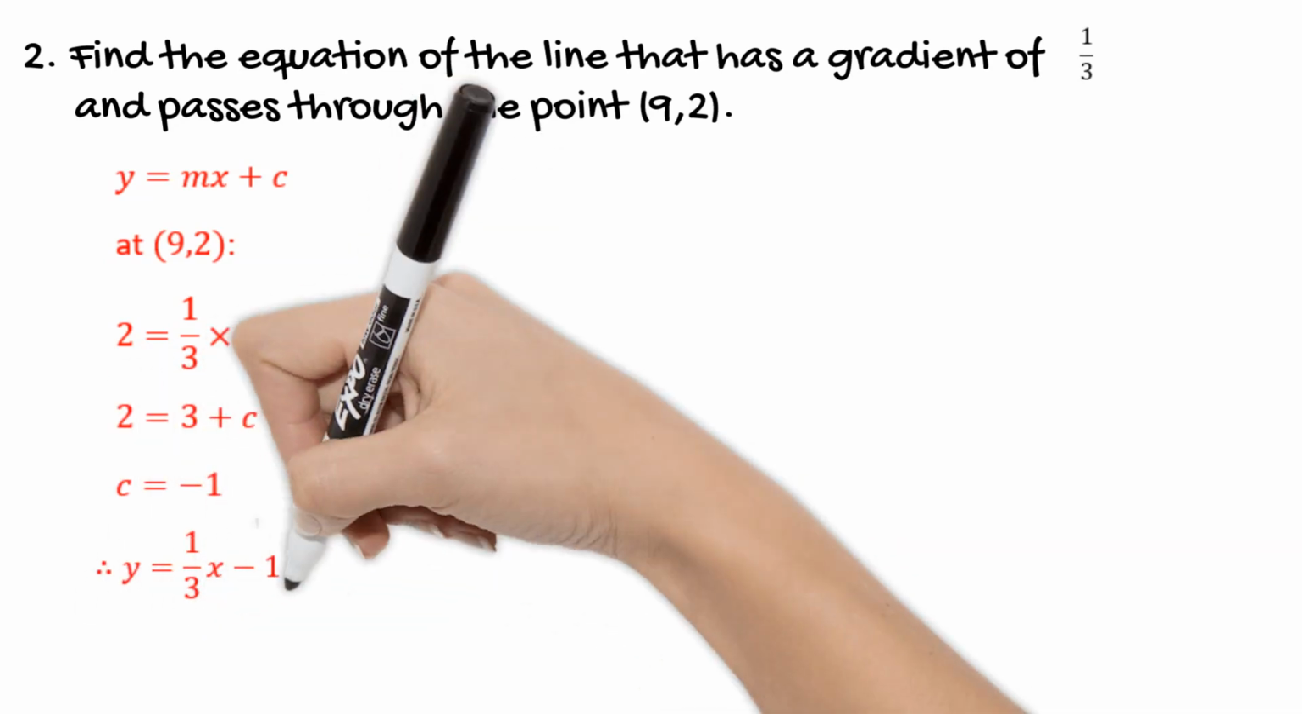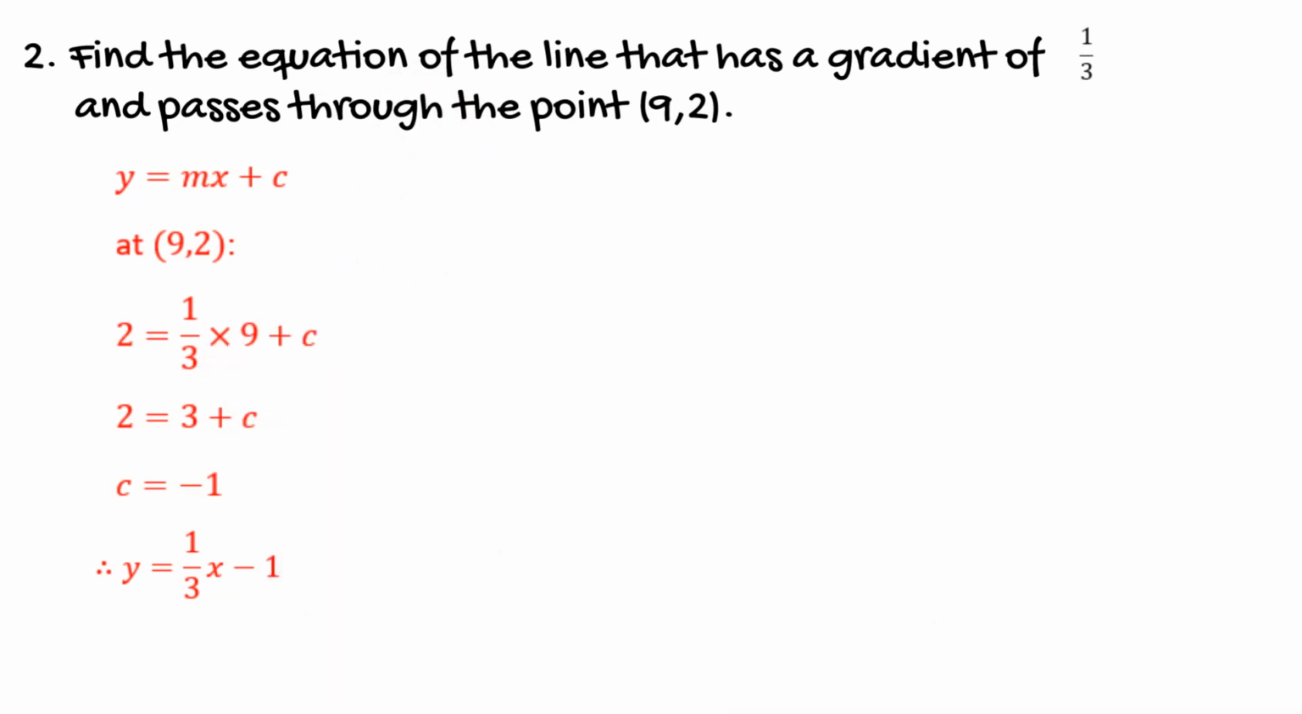Now that you've found c, you actually need to make sure that you answer the question. So you're asked to find the equation of the line. So you can say something like, therefore, y is equal to 1/3 of x, take away 1.